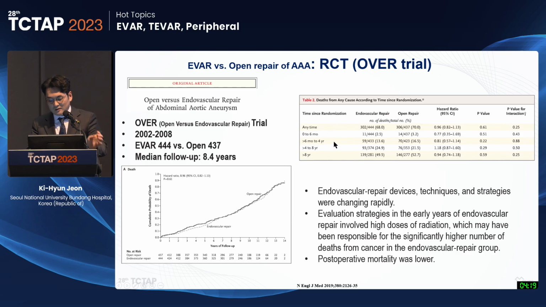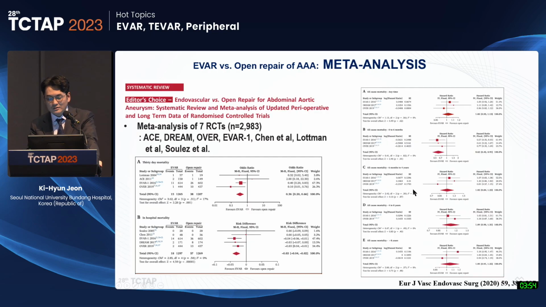So they explained that the OVER trial began several years after the previous trials. So there was an evolution in EVAR device and technique, and especially they used a lower dose of radiation, which is associated with cancer-related deaths. So let's go to the meta-analysis that includes 7 randomized trials, including ACE, DREAM, OVER, EVAR 1, and so on.